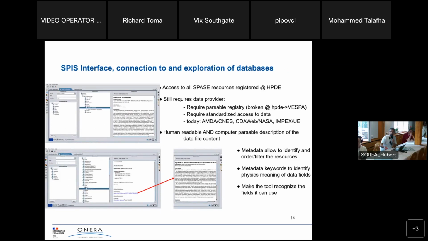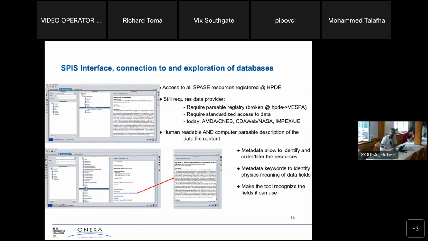So first, we want to display all the available resources which are registered at the HPDE, which is the repository for the SPASE metadata. It requires a parsable registry, which is broken at HPDE. But in the future, we propose to use EPN-TAP, so it may appear in VESPA in a few years, which will be great. It requires a standardized way to access the data. So today it's either AMDA or CDAWeb. And for simulation, it's still the IMPEX portal which provides the access.